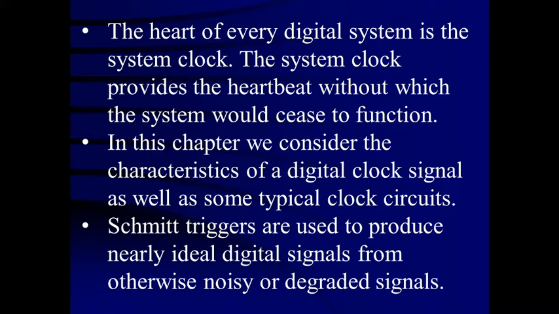In this chapter, we consider the characteristics of the digital clock signal as well as some typical clock circuits. So, what are the exact characteristics of an ideal clock signal that we are going to study particularly in this chapter and in this particular lecture? Then there is the Schmitt trigger, used to produce nearly ideal digital signals, ideal digital rectangular waves, from otherwise noisy or degraded signals.